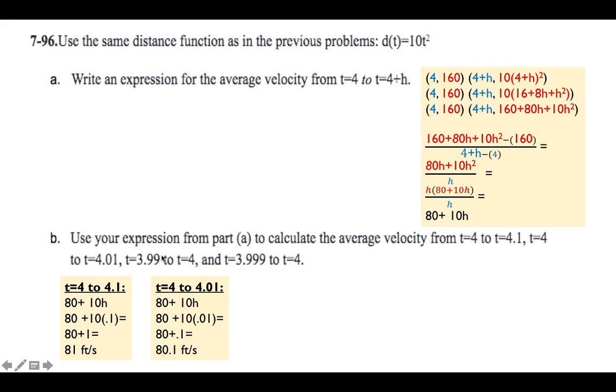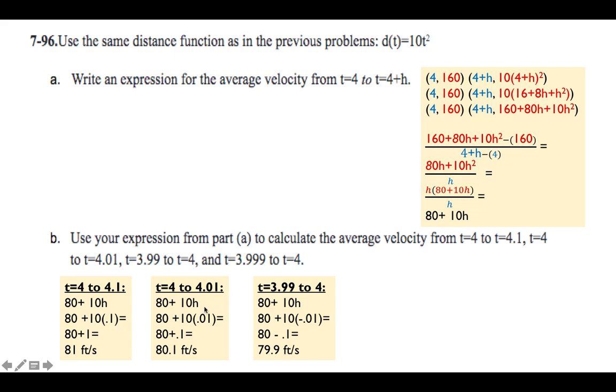So the h in this instant is going to be, and let me again project the work first and then I'll explain it, 3.99 minus 4, which is negative 0.01. Notice that because 3.99 is behind the 4, it's going to be negative. So definitely pay attention to that. 10 times negative 0.01 is negative 0.1. So we have 80 minus negative 0.1, which is 79.9 feet per second.